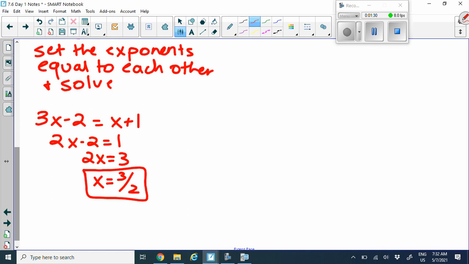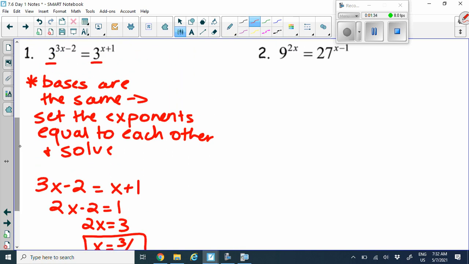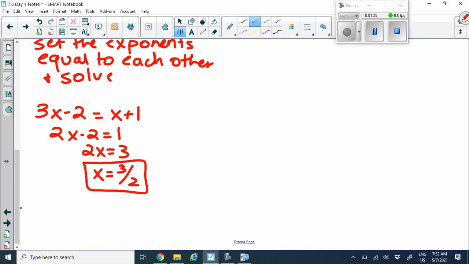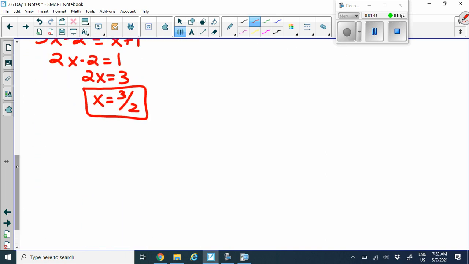Here we go. Now, I could plug this 3/2 back into my original problem, just to check to make sure that I did this correctly. So let's go ahead and do that. So I have 3 to the 3 times 3/2 minus 2 equals 3 to the 3/2 plus 1. I'm plugging my x back into wherever I see x in my original equation, and I'm just checking to make sure I did this correctly.